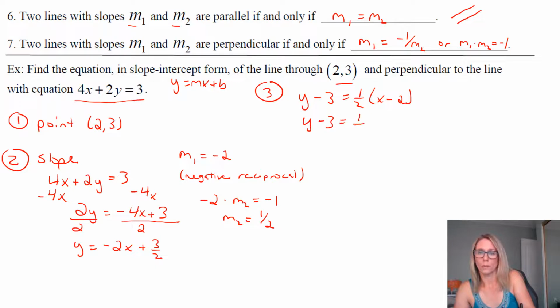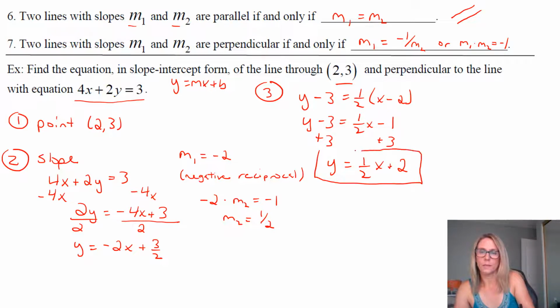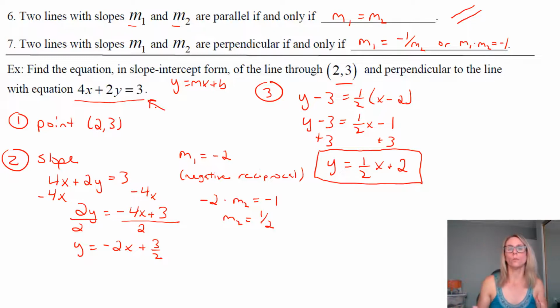So it looks like this one, not a whole lot of fractions, yay. Adding 3. So we end up with y equals 1/2 x plus 2. So this line is perpendicular to this line because their slopes are perpendicular to each other. So that creates lines that are perpendicular to each other as well.